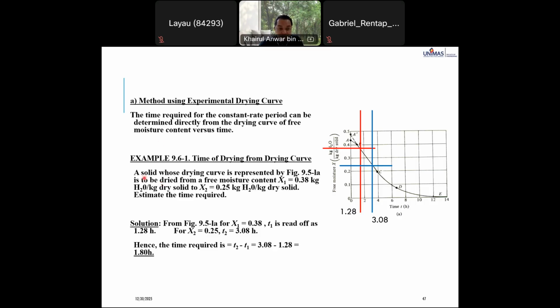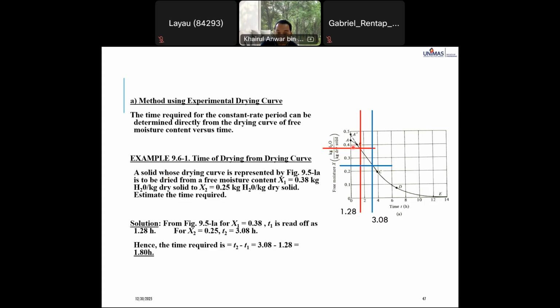Example 9.6-1: a solid whose drying curve is represented by figure 9.5-1a is to be dried from a free moisture content X1 equal to 0.38 kg H2O per kg dry solid to X2 equal to 0.25 kg H2O per kg dry solid. Estimate the time required. So this one is 1.28.